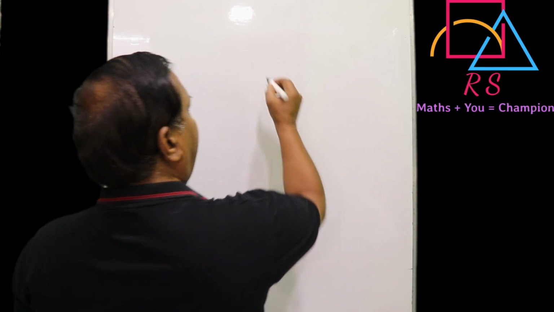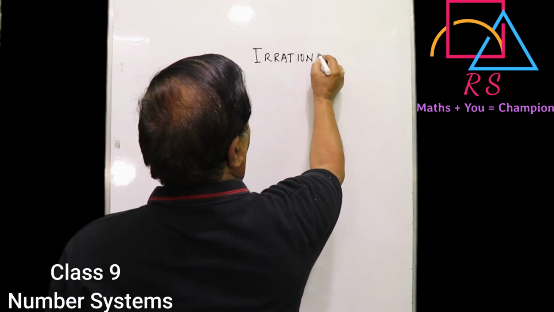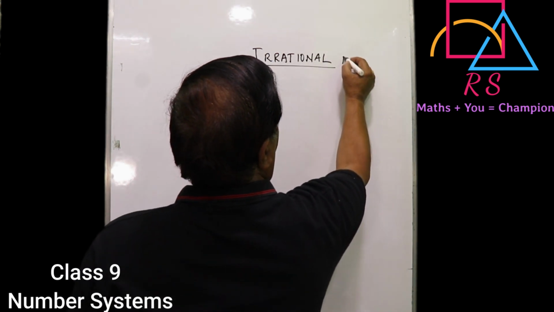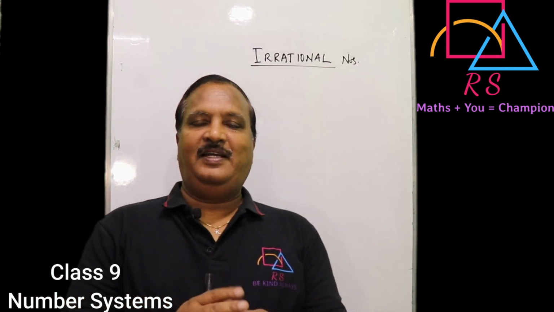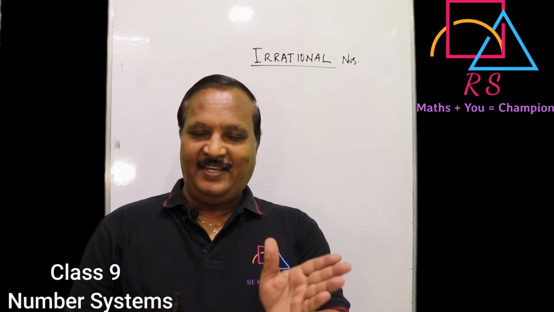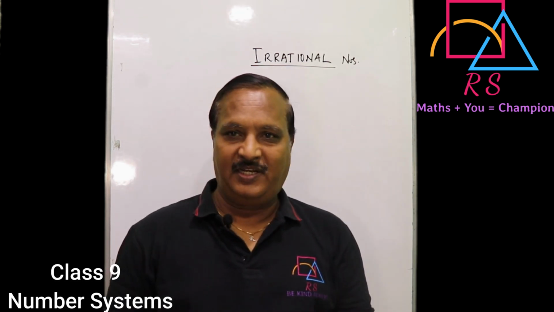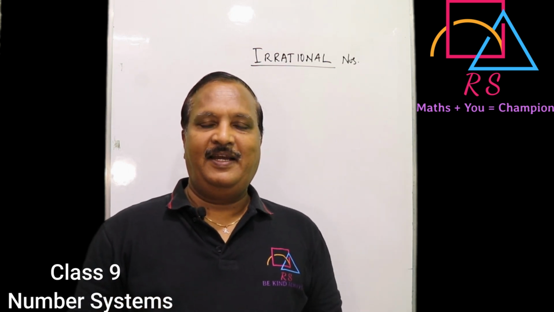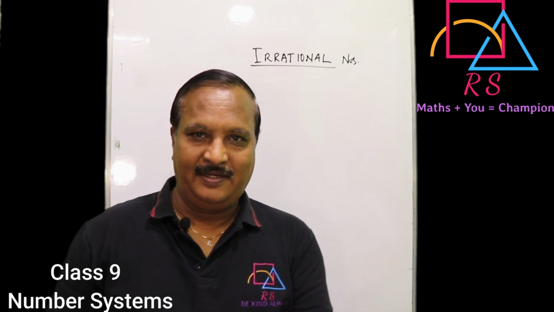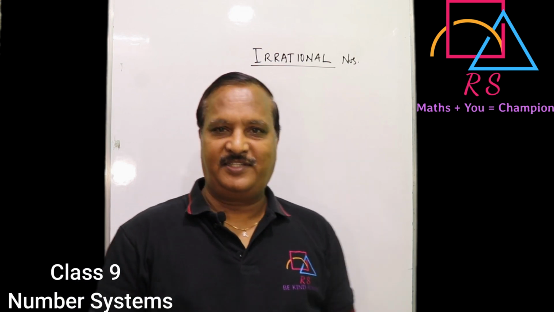Going to discuss the irrational numbers. Irrational numbers means which are not rational numbers. That is why this set of numbers are known as irrational numbers, which are not rational. So till now you have understood what are rational numbers and how to represent them on the number line. Now let us understand slowly, one by one, step by step, what are irrational numbers.